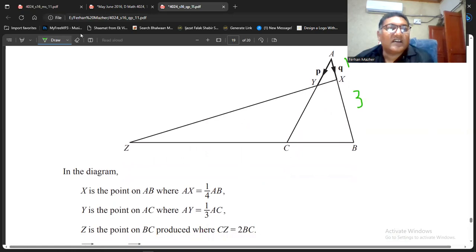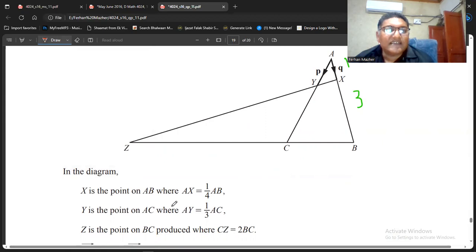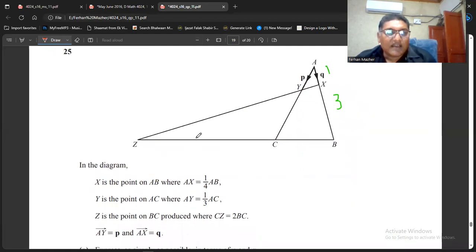Then he says, let me change the color now. Then he says that Y is the point on AC such that AY is equal to 1 by 3 of AC. So if this is 1, the whole AC is 3, so this is basically 2. So the ratio between them is: this is 1, this is 2, the whole thing is 3. And this is 1, this portion is 3, the whole thing is 4 in ratio.